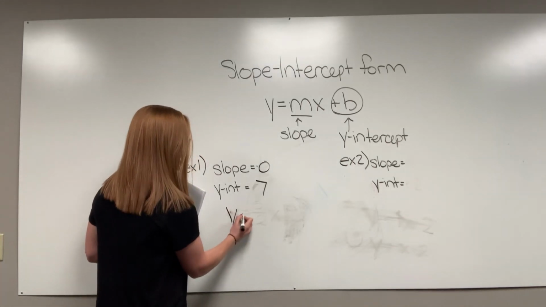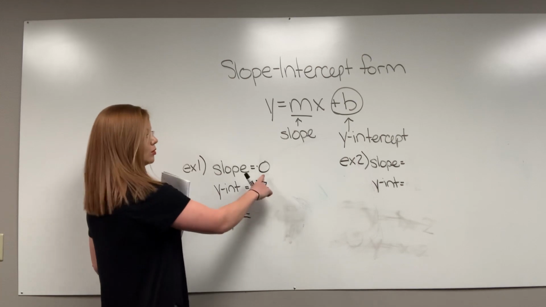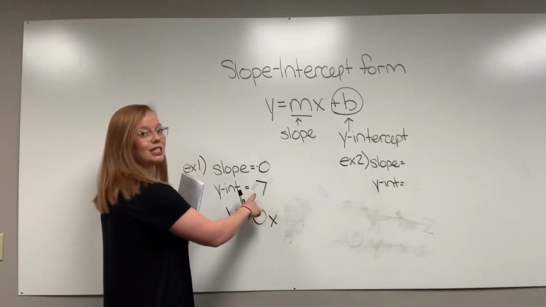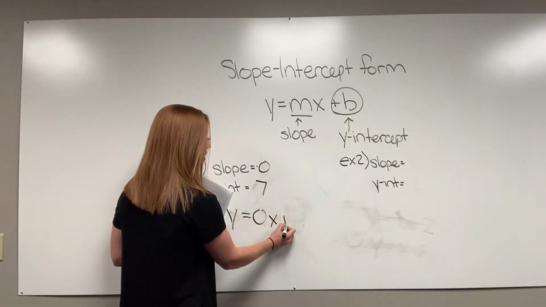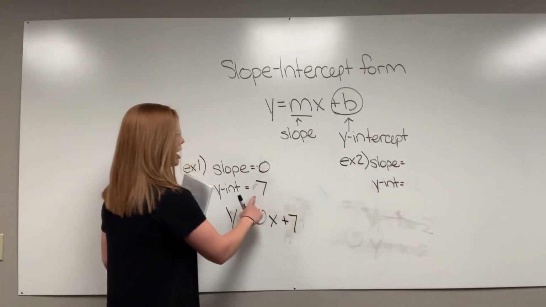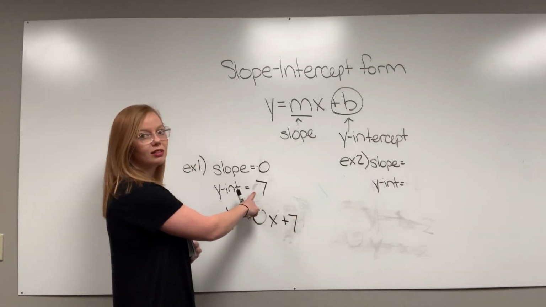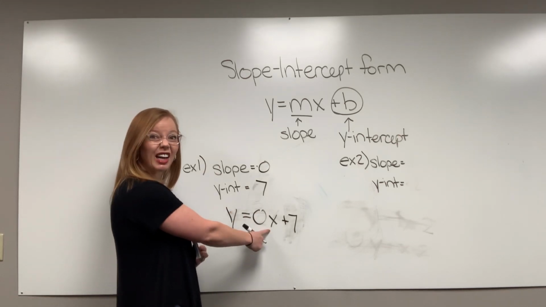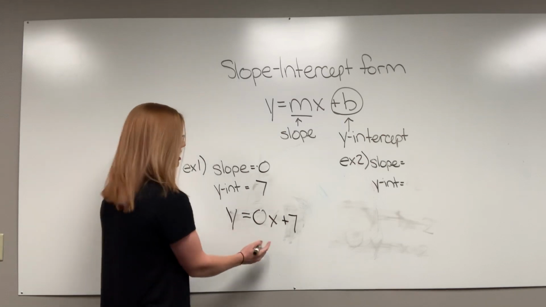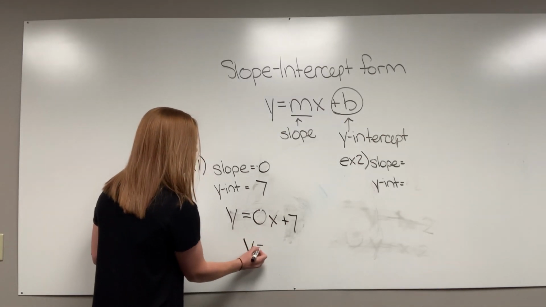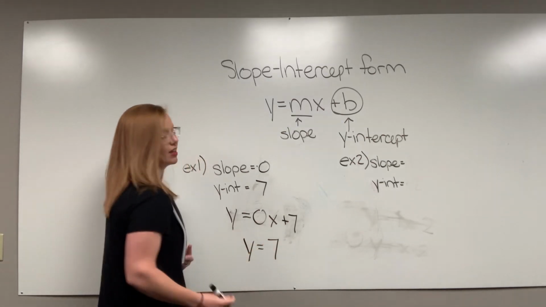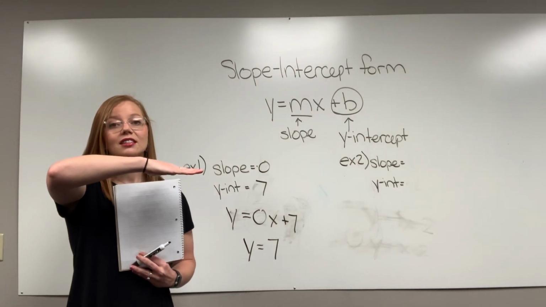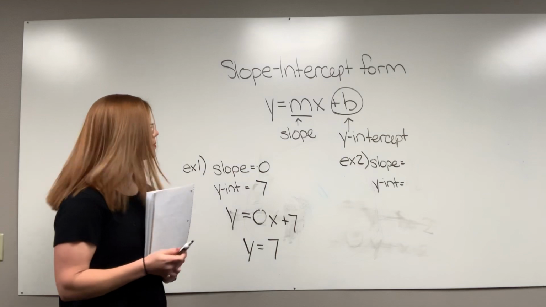So I'm going to have y equals, replace m with the slope, 0x, replace the y-intercept with our number, a plus 7. I'm putting a plus right there because this is a positive number. Now then, if I have 0 x's, do I need to write them down? No. And so I can take that part out and get y equals 7. What that's going to look like, it's going to look like a flat line at 7 on the y-axis.